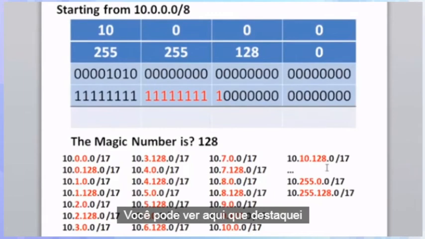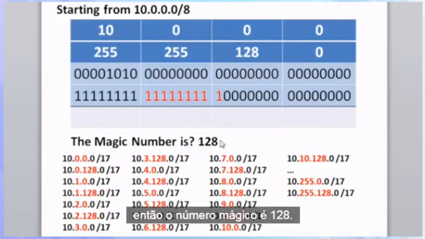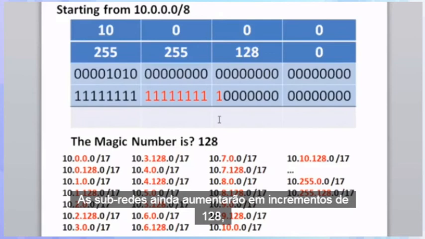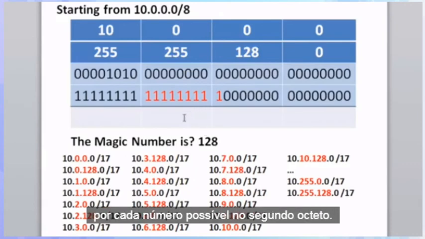You can see here that I've now highlighted the borrowed bits from the subnet mask. I've also converted it to decimal here, 255.255.128.0. And I've already ascertained that the last one in the subnet mask is in the 128's place, so the magic number is 128. The subnets will still go up by 128, but they'll also need to go up for every number possible in the second octet.